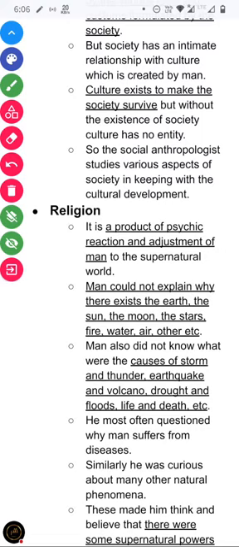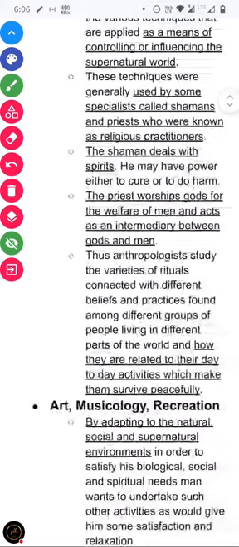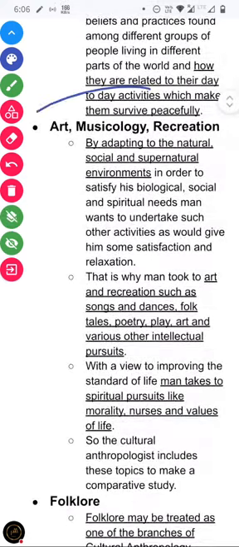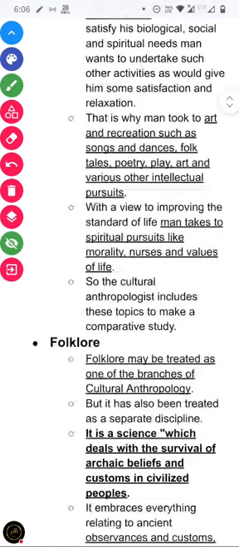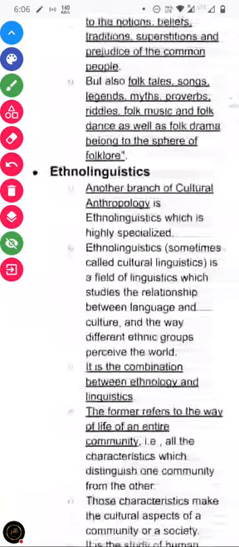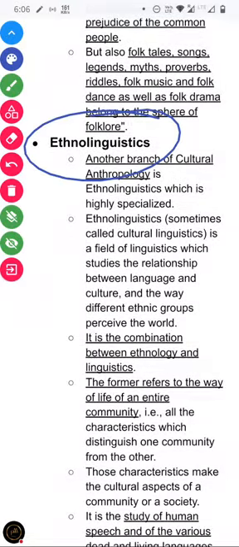In the UPSC civil services examination, as an optional subject. Next, the scope of cultural anthropology is in religion, so you can see here. And art, musicology, recreation, and folklore. Okay, ethnolinguistics.